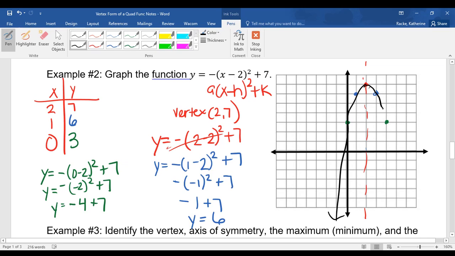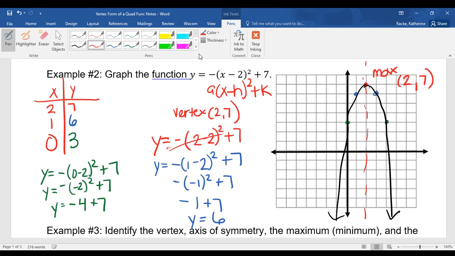Because it looks like an N, it opens down, so we're going to have a maximum point here. That will be the point 2, 7, our vertex. Our axis of symmetry will be x equals 2. Remember, it's your h value. Okay.